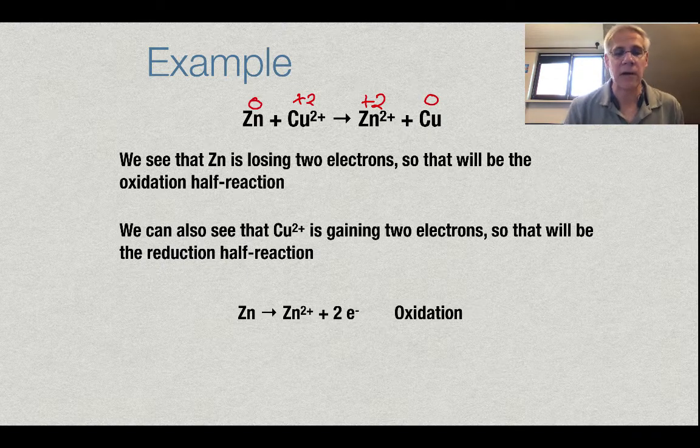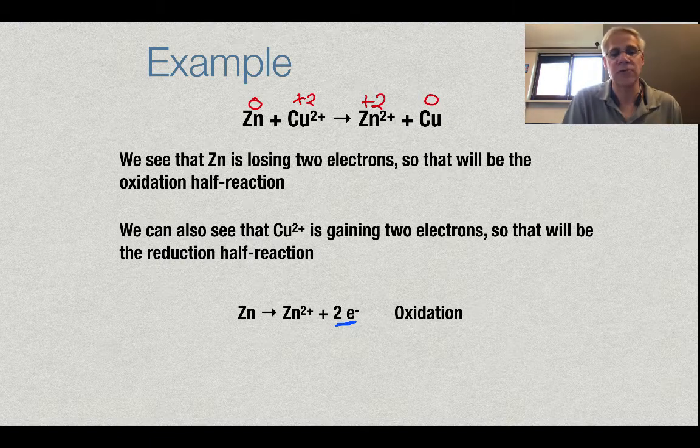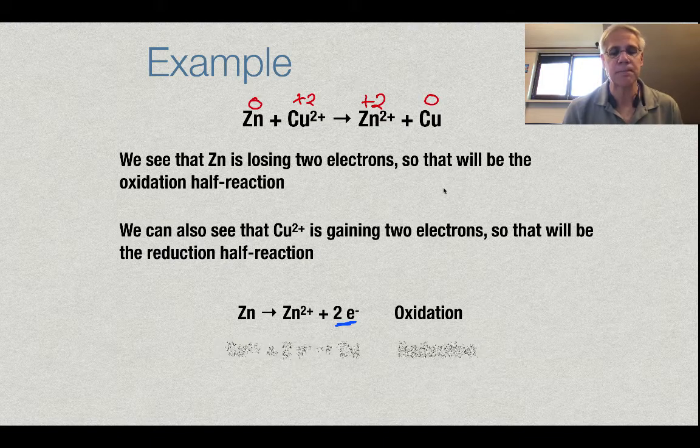So we can write our 2 half reactions. Notice that our half reactions now contain electrons. We've got our 2 electrons right there. And so we have zinc goes to zinc 2+ plus 2 electrons, so that's oxidation. Electrons will always be in the product for an oxidation half reaction.